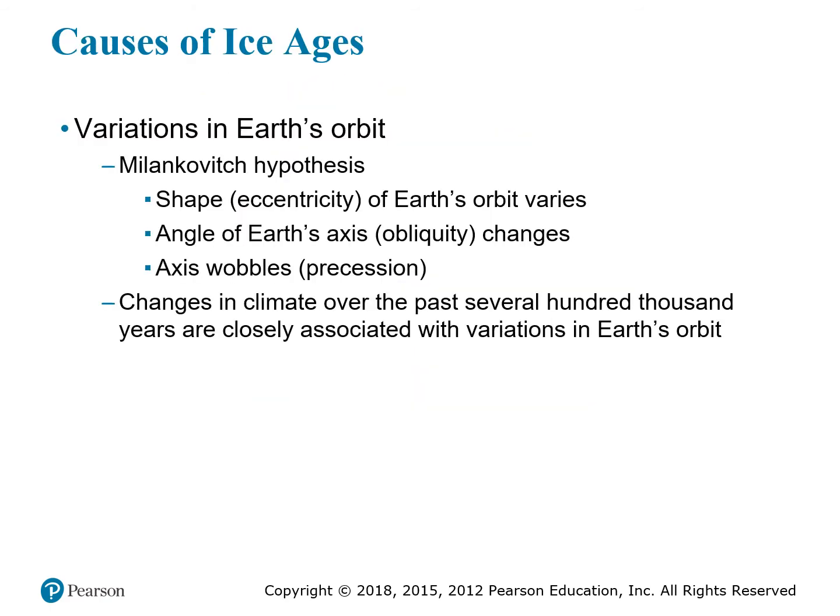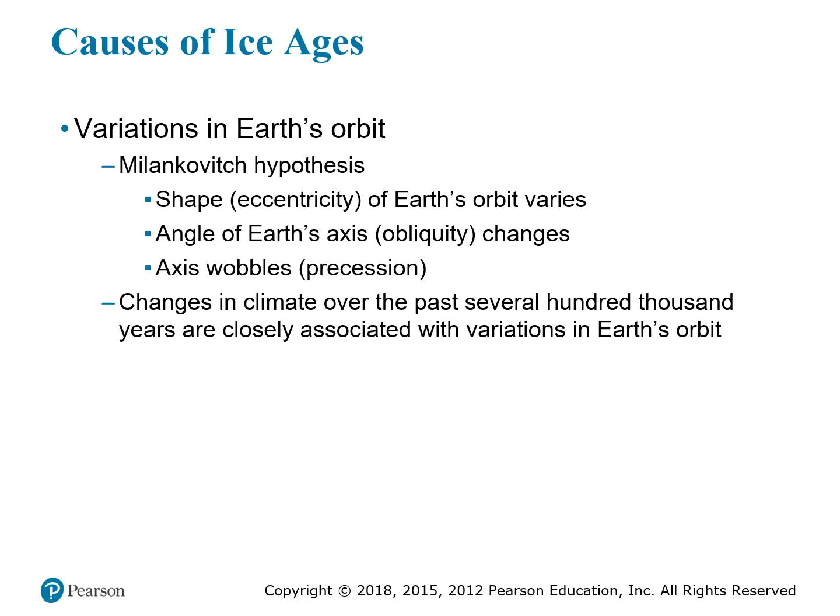But what scientists have really focused on and tested vigorously, and is the best explanation for why we have this cycle of glacial to interglacial periods about every 100,000 years, is variations in Earth's orbit. These were calculated by a scientist named Milankovitch, and he proposed the Milankovitch hypothesis. There are three ways in which our orbit varies. There's the shape of our orbit, which is referred to as the eccentricity.